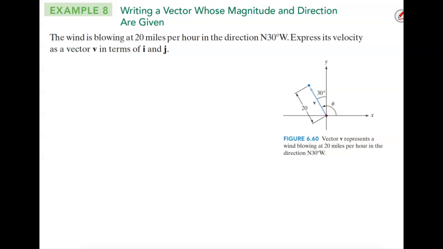So here's example 8. Write a vector whose magnitude and direction are given. So to help you out, I did have that figure already sketched out in our notes. The wind is blowing at 20 miles per hour in the direction of 30 degrees northwest. And we want to express its velocity as vector v in terms of i and j. So we're going to be using that formula on the previous slide.